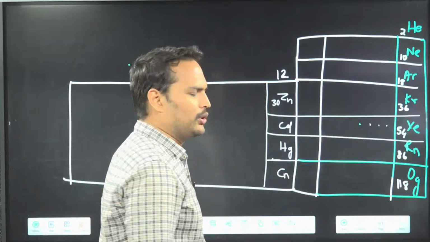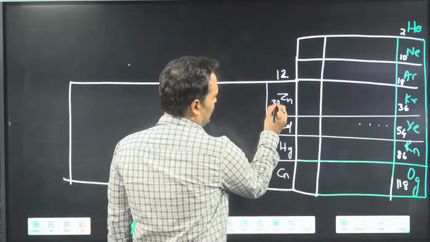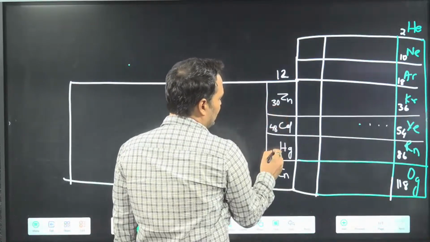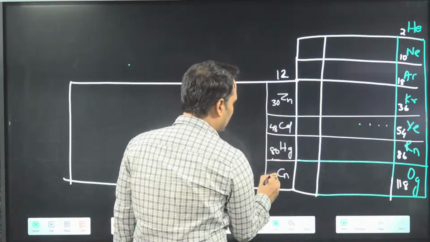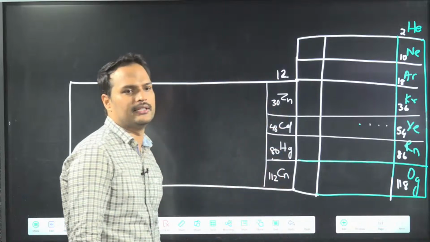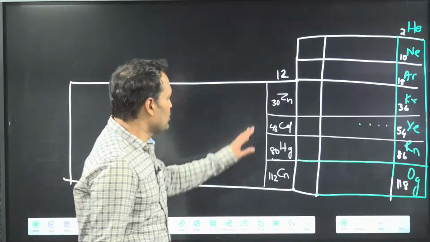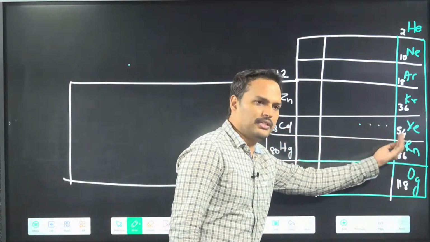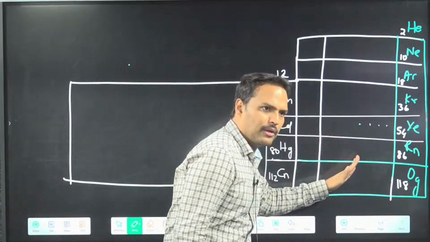18, 32, 32. So what are we saying? 18, so add 18, so 48. Add 32, so 80. Then again add 32, 112, like this. Clear with this point? So now you can subtract from this side also. You can add from this side also.